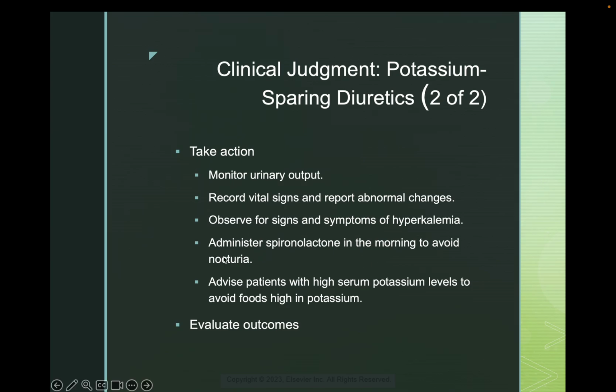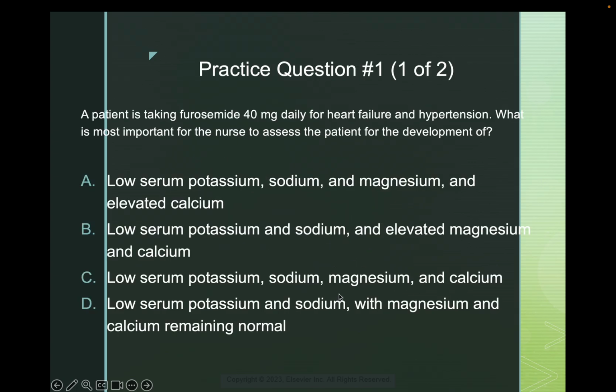And this one talks again about administering spironolactone to avoid nocturia, which would be like if you give it at night, they're going to be up peeing all night, right? So we want to promote giving it in the morning, and then also advise these patients to monitor their food intake that has high potassium in it because we don't want to further exacerbate that potassium level.